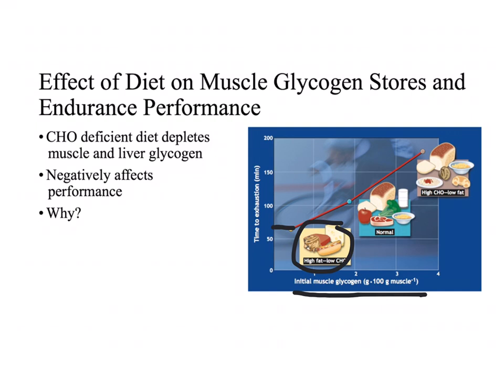You can clearly see that when you're on a high-carbohydrate, low-fat diet, muscle glycogen stores are quite high, meaning you have a greater availability of fuel source. So your time to exhaustion is much longer than if you were to consume a high-fat, low-carbohydrate diet. Essentially, if you do not consume adequate amounts of carbohydrate in your diet, you will negatively impact your glycogen stores, which will then negatively impact endurance exercise performance.